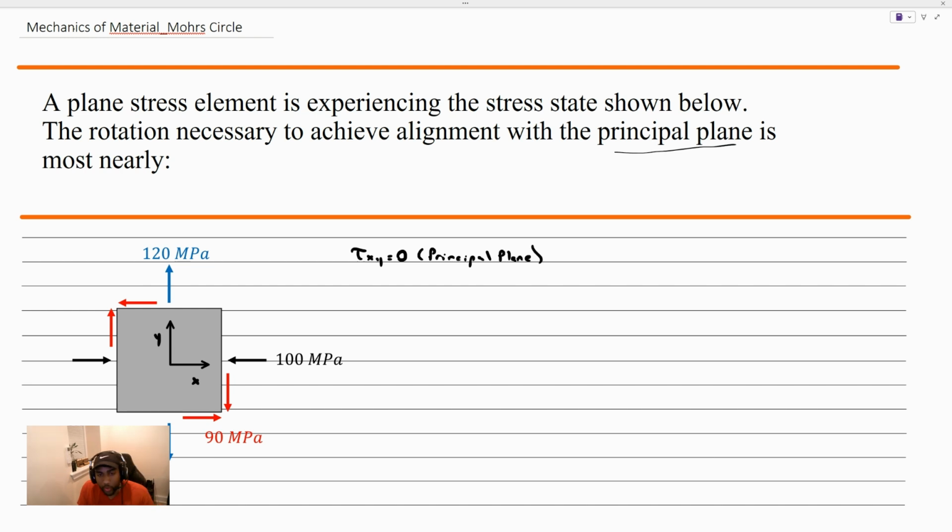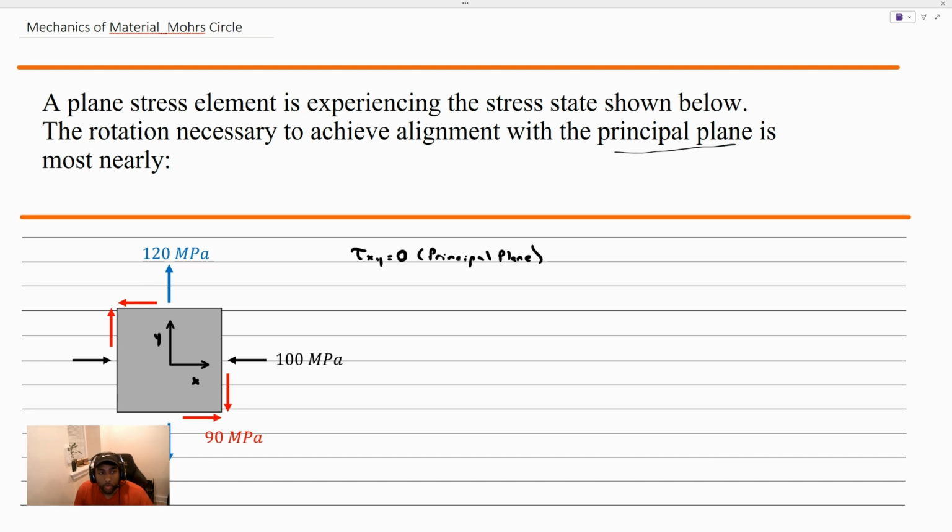Now, the way we achieve zero shear on the principal plane is we want to rotate the stress element through a certain angle. Once we rotate the stress element, the normal stress and shear stress components will redistribute. And eventually we will reach a certain angle where the shear stress on the stress element is equal to 0, and that's considered to be aligned with the principal plane.